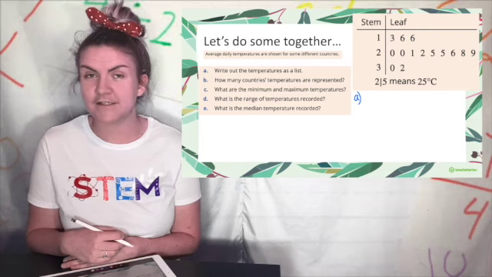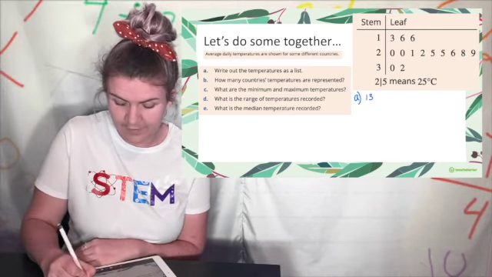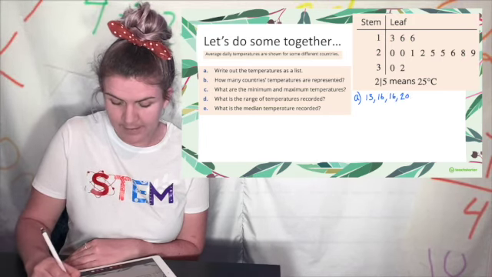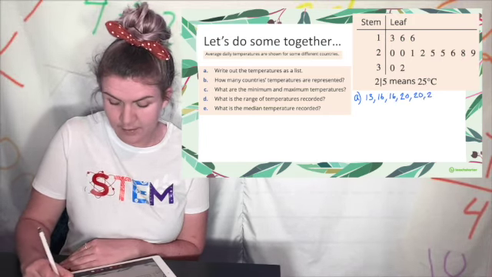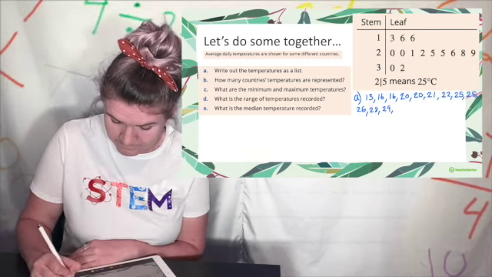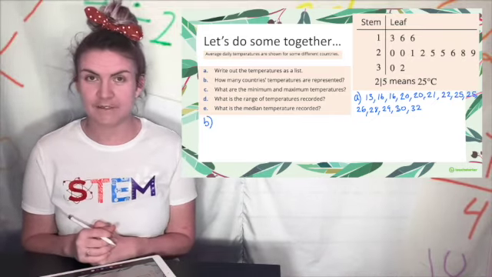I don't have to write degrees Celsius each time. So let's write out a list. I've got 13, then 16, another 16, and a 20. 20, 21, I'll keep going. B, how many countries' temperatures are represented?